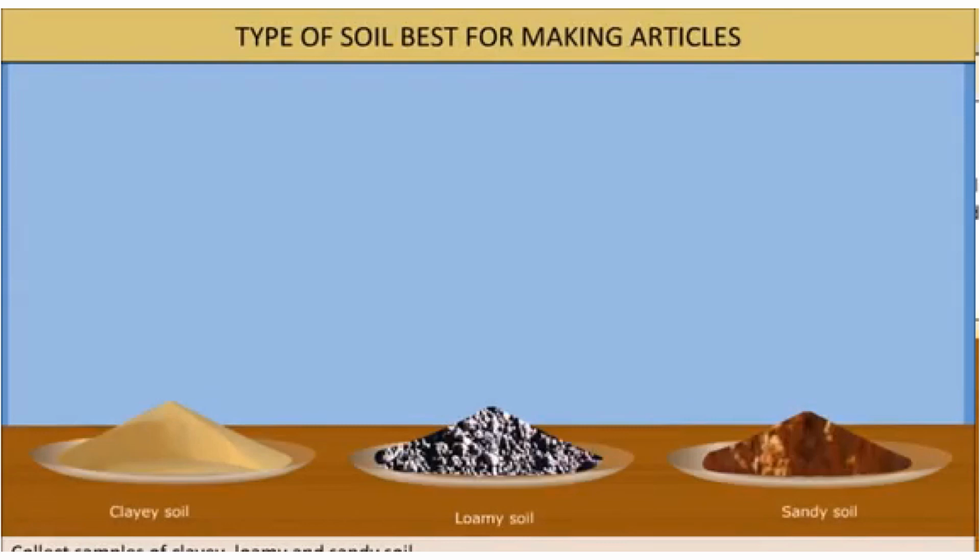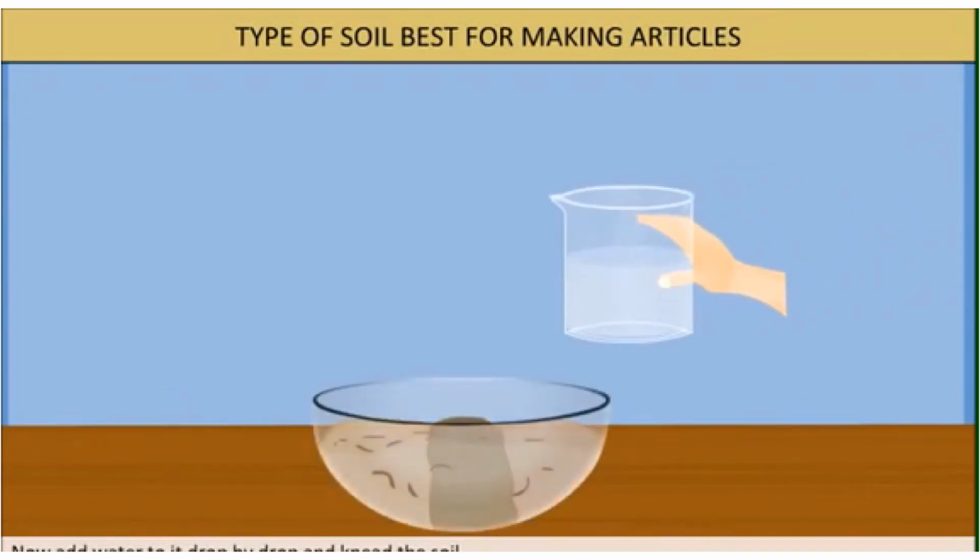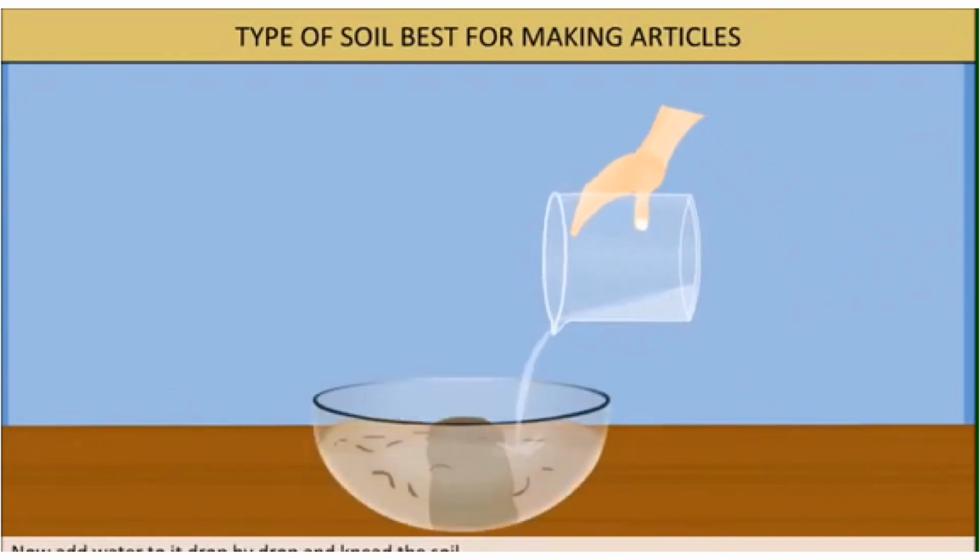Collect samples of clay, loamy and sandy soil. Take a fistful of soil from one of the samples. Remove any pebbles, rocks or grass blades from it. Now add water to it drop by drop and knead the soil.